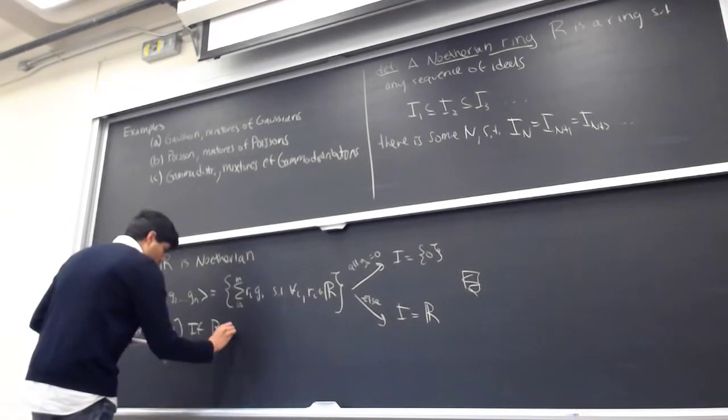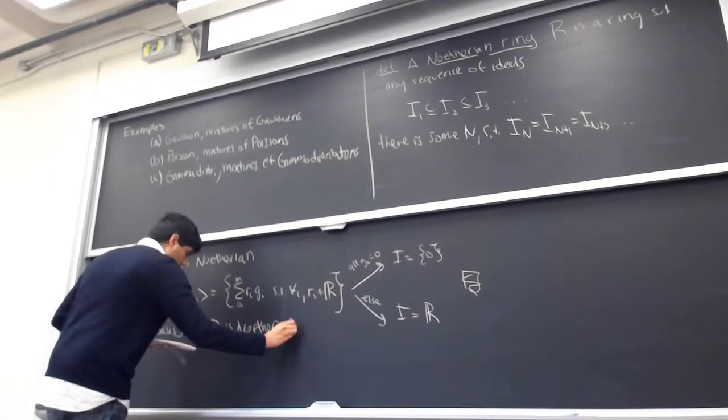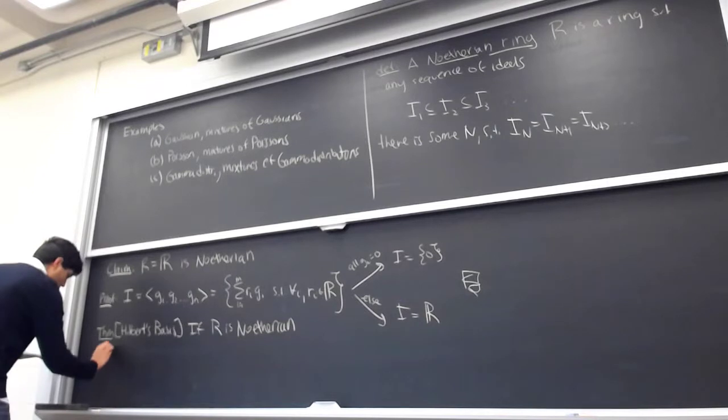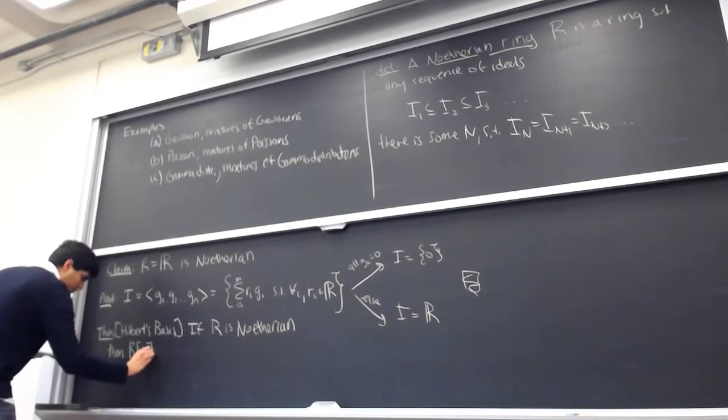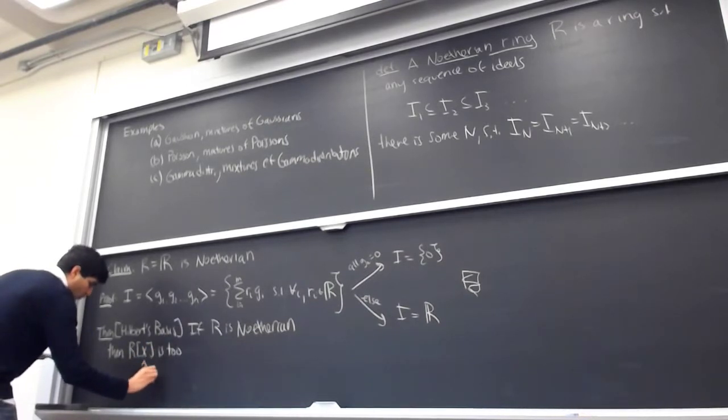So if R is Noetherian, then R of x is too. So here x is a new formal variable.